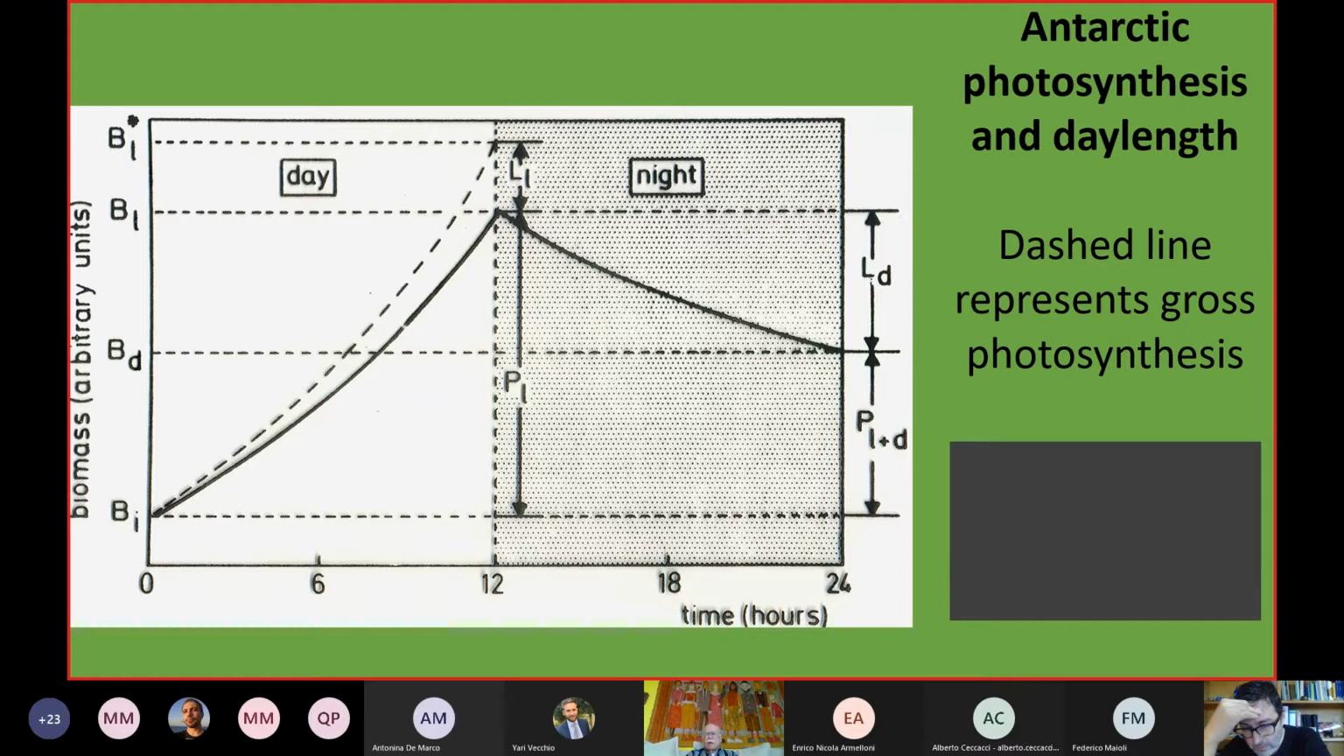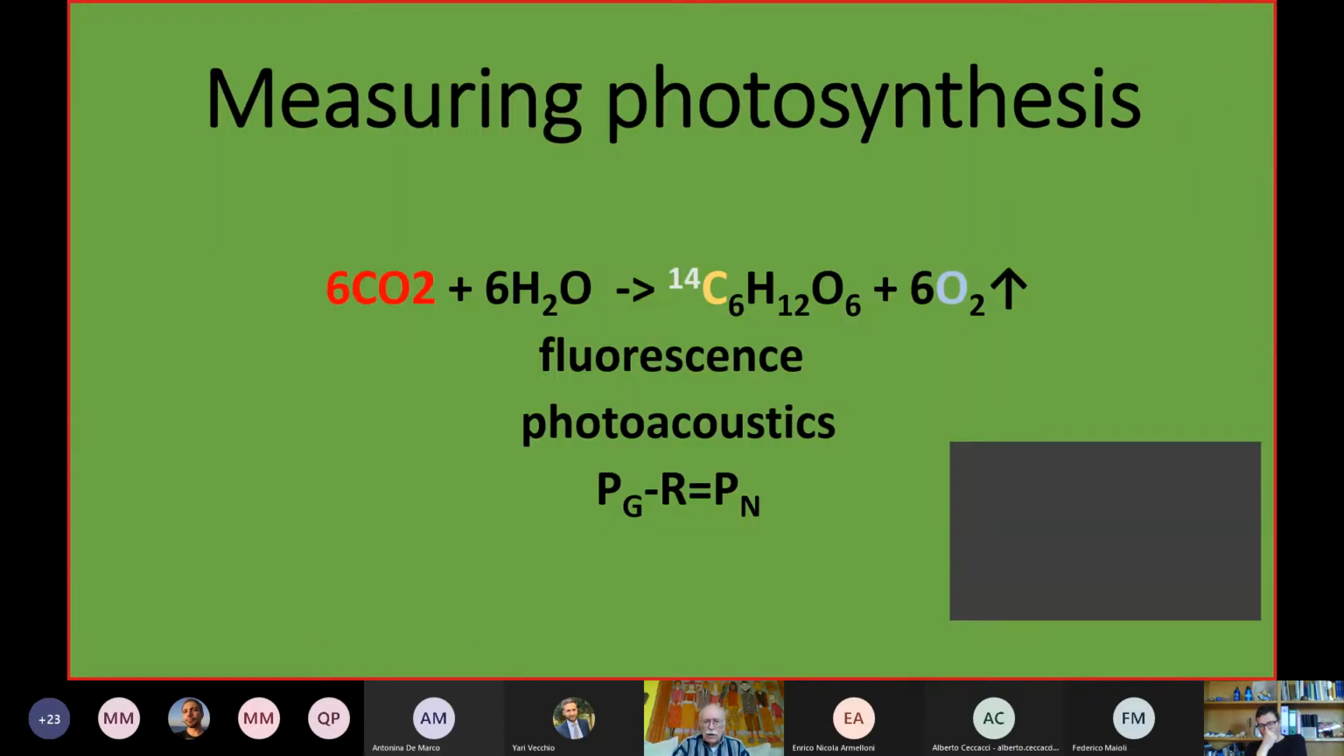Why? Because of the low temperature, respiration decreases significantly. And that is just a comment. Respiration has a very strong effect of temperature. At photosynthesis, very little. Let's say photochemical processes are very, very weakly, if at all, influenced by temperature. Okay, how do we measure photosynthesis?